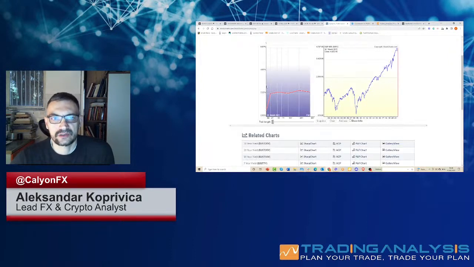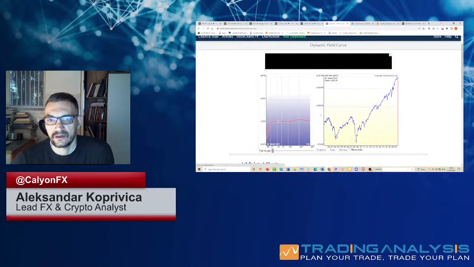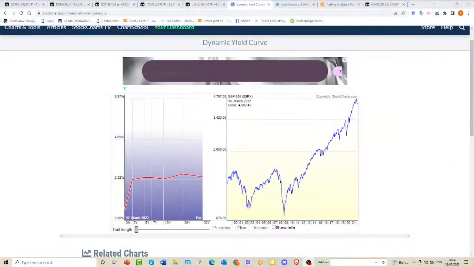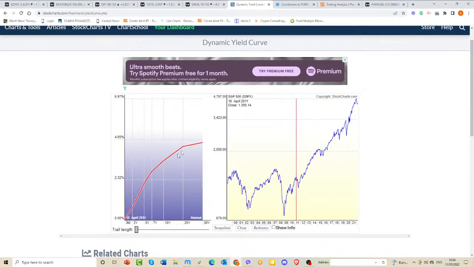On the stock chart, you have this very nice dynamic yield curve instrument. On this side, you can see the yield curve with the different durations, and on the other side, you can see the S&P. As you move this back and forth, you see changes in the yield curve.